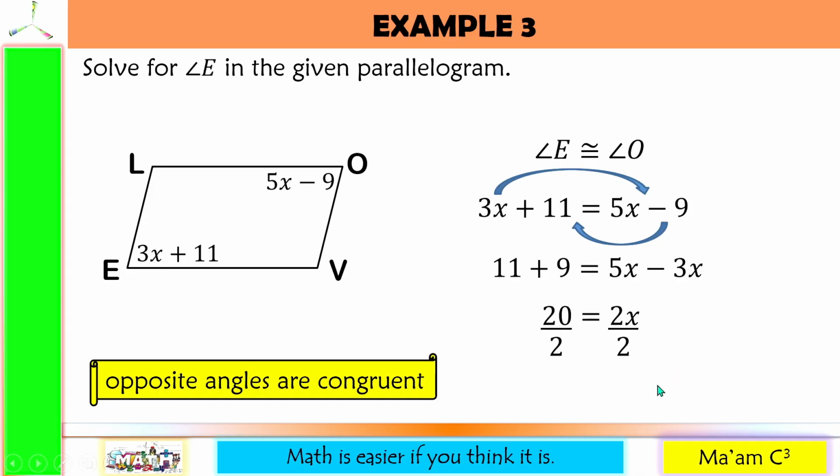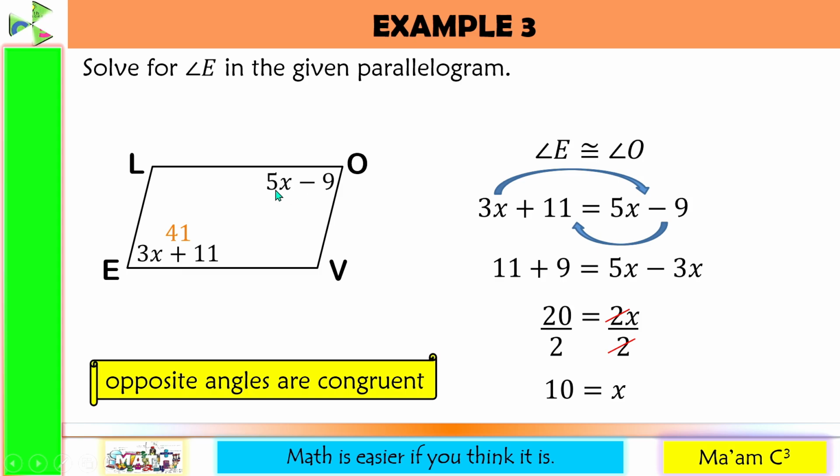These 2 here will cancel out and 20 divided by 2 is equal to 10. So we have x is equal to 10. Let us do quick checking. x is equal to 10. Substituting here, 3 times 10 is 30 plus 11 is 41.